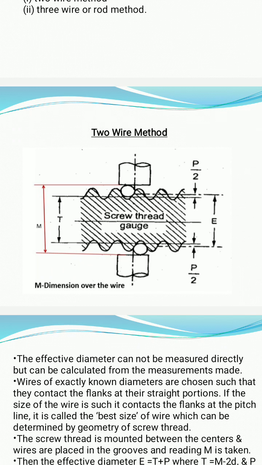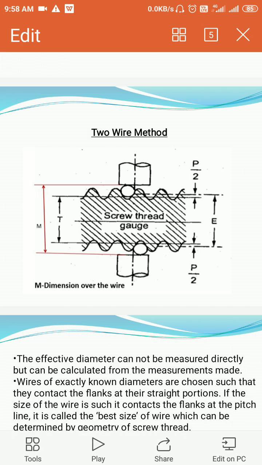So to measure the effective diameter, I have shown some terms there: capital M, capital T, capital E, and P by 2. What is the effective diameter shown here? Effective diameter, as I said, is the diameter which lies on the pitch line. Major diameter is maximum, minor diameter is minimum, pitch diameter is in between. It is denoted by capital E in the diagram on the right side. You see capital E. Correct?